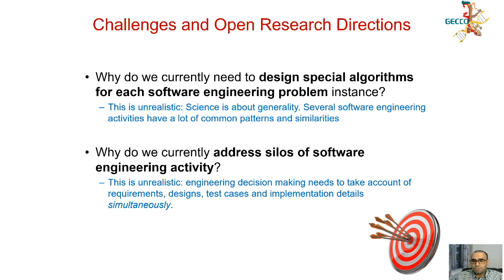Another challenge is that we currently address several software engineering problems separately. For example, testing, refactoring, code review, or source code recommendation. This looks unrealistic as well, as software engineering decision making needs to take into account the requirements, the design, the test cases, the implementation details simultaneously. So we may also need to look at how we can take into consideration different software engineering activities at the same time. For example, we can refactor, but at the same time, we have to take into consideration the test cases and improve them or keep them working well after the refactoring.